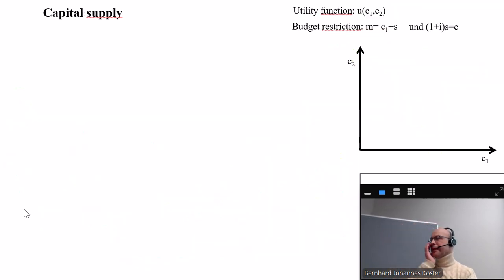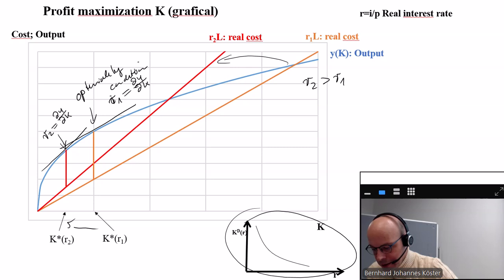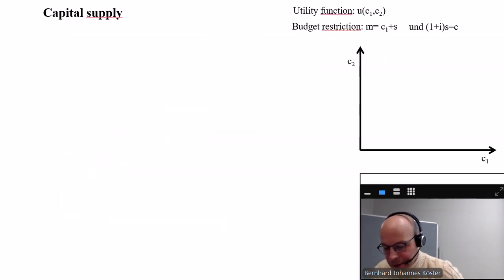Okay, and now we can go a little bit faster through the next argumentation because now we switch to the capital market, and there you will directly see that again the argumentation is totally the same relative to the labor market. Capital supply. Capital demand we had already.